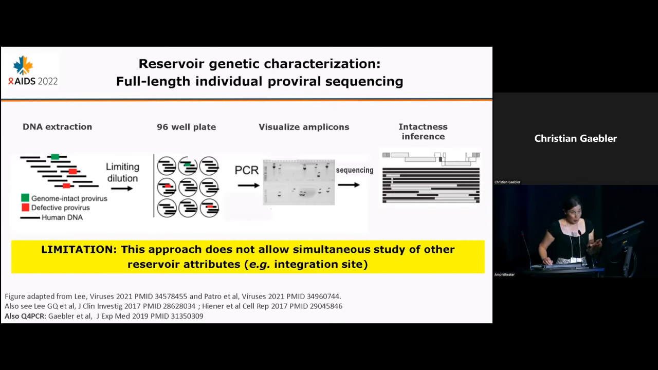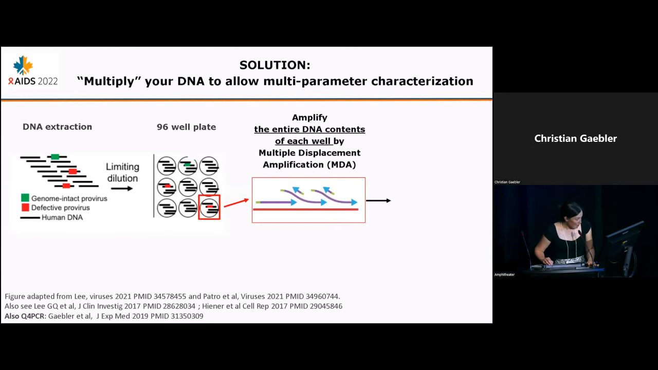One limitation of this approach, though, is that it doesn't allow us to simultaneously figure out anything else about the genome, for example, its integration site. The reason for that is when you dilute your DNA in this way, you have basically one shot to do one thing and you can't do anything else. The only way that we could do something else is if somehow we could amplify the amount of DNA that we started with. And recently, that has been able to be done with a technique called multiple displacement amplification.